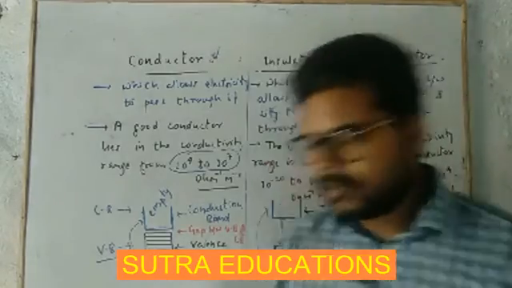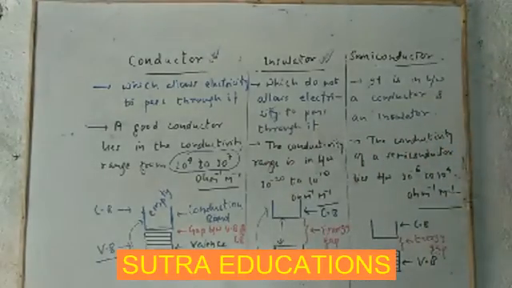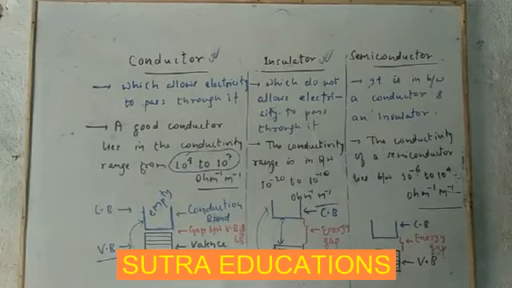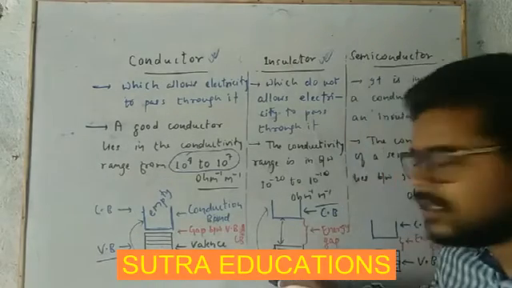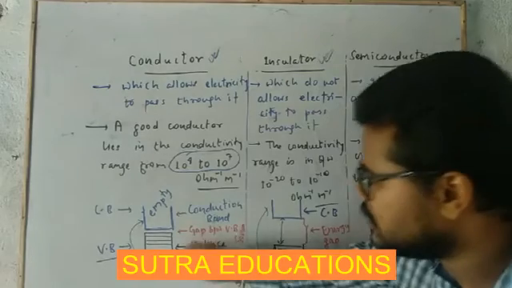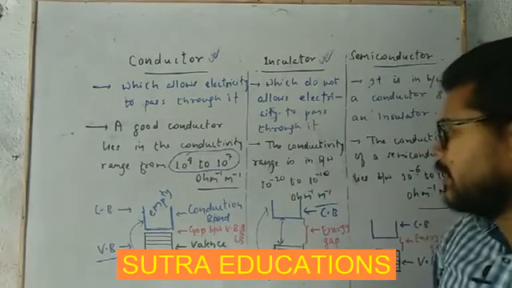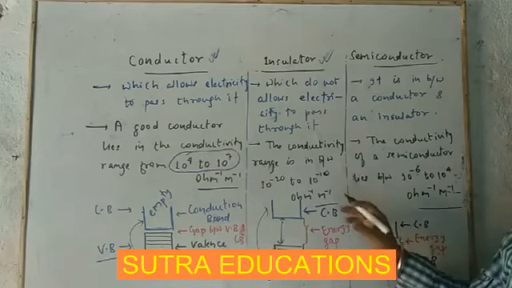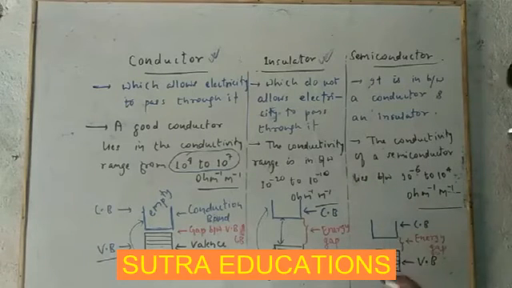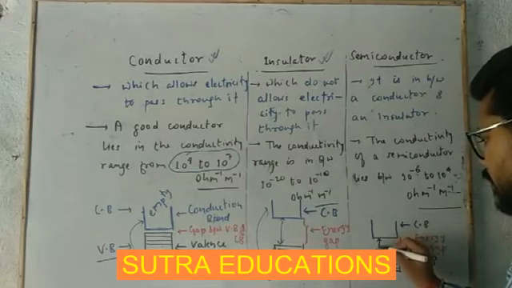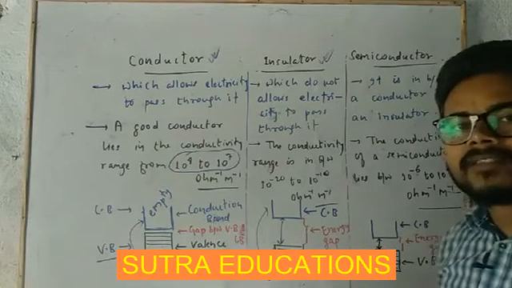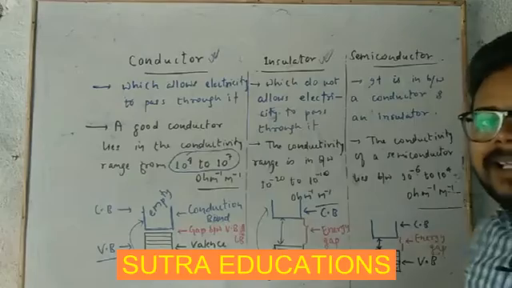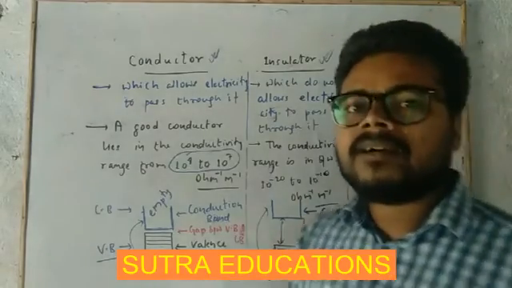Now come to semiconductors. What happens in case of semiconductors? The gap between the valence band and the conduction band is in between conductor and insulator. So this gap is neither too big nor too small. Getting me?